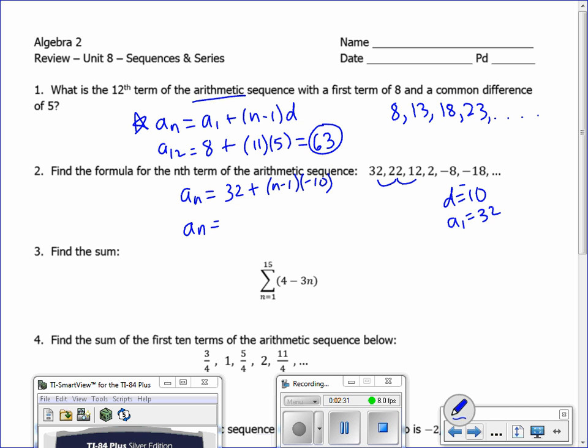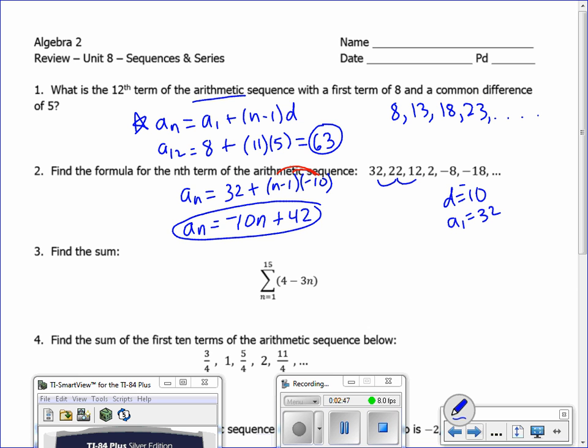All right, so realize what's happening here. Negative 10 is multiplying by both of those pieces. So negative 10 times n will be negative 10n. And then negative 10 times a negative 1 is a positive 10. Well, I have a positive 10 and a positive 32, so I get plus 42. So an equals negative 10n plus 42.